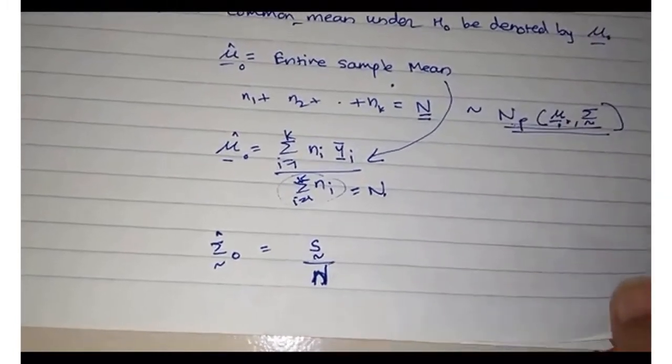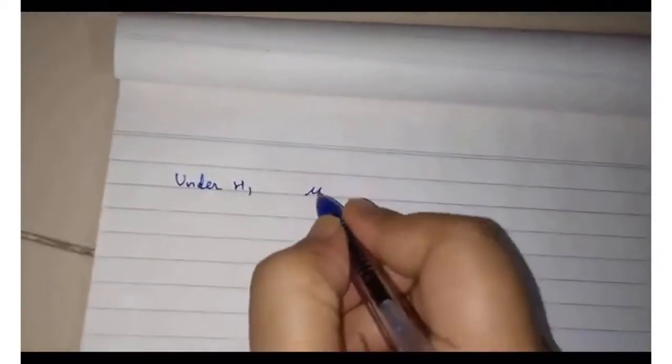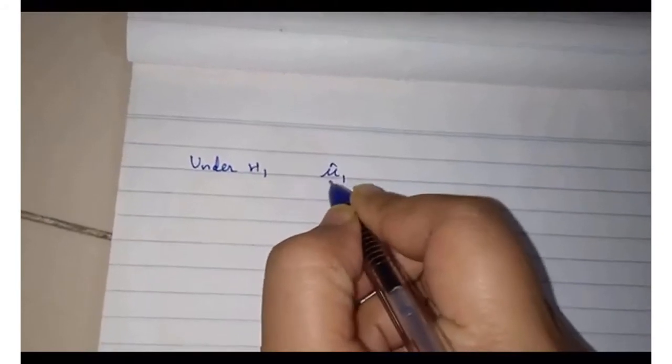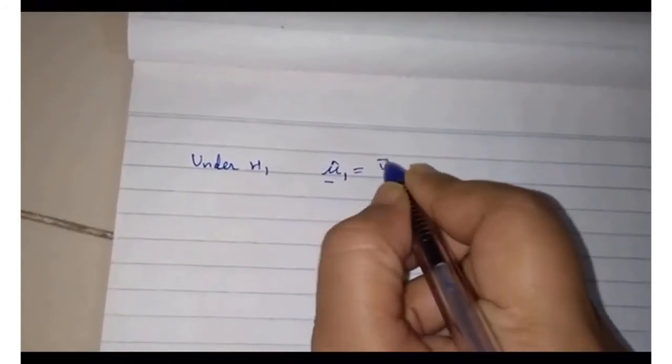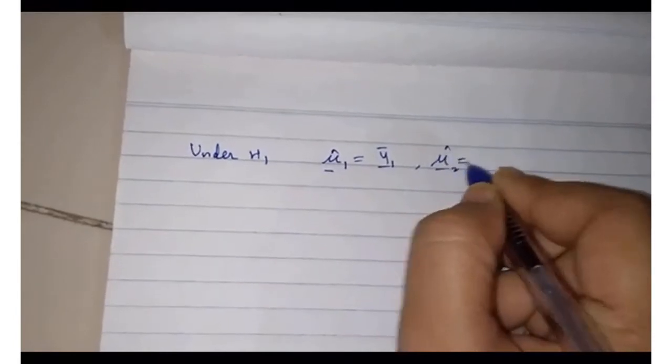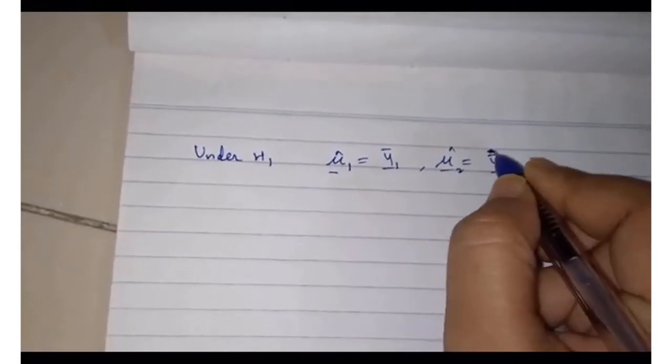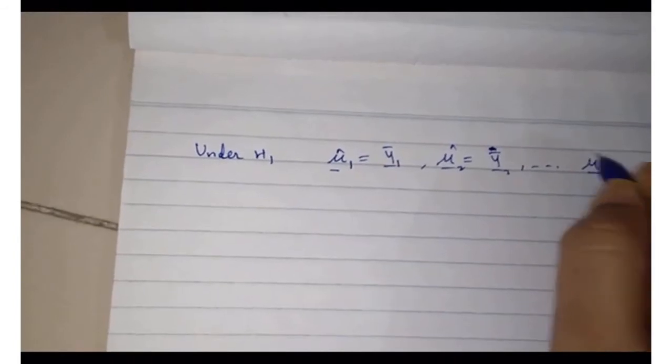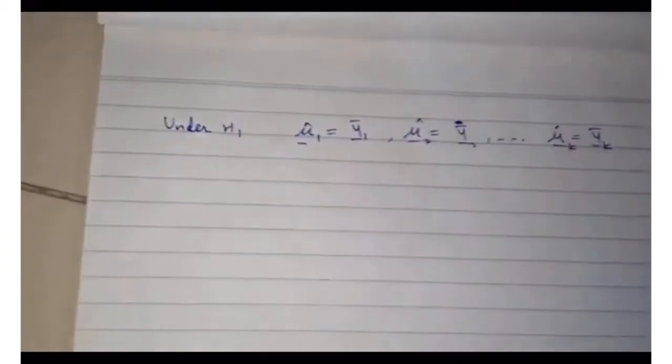So let us try to write down the answer. As I told you, this is actually a homework problem, so I won't be explaining the in-between steps here. It is in the question bank, so you can try solving. But under H1, my mu1 hat would become y1 bar, mu2 hat would become y2 bar, up to mu k hat would become yk bar.